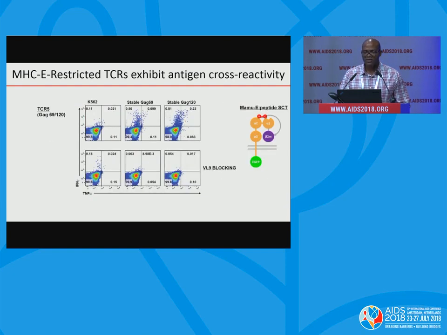So next, to try to further scratch at this idea of these dual responsive TCR, we also use single-chain trimers. These are MHC-E molecules that are covalently bound to one of our GAG69 or GAG120 epitopes, again using TCR5, where we see again these respond to both GAG69 and GAG120. And to confirm that this is an E-restricted response, we can block it using the canonical MHC-E binder, VL9.